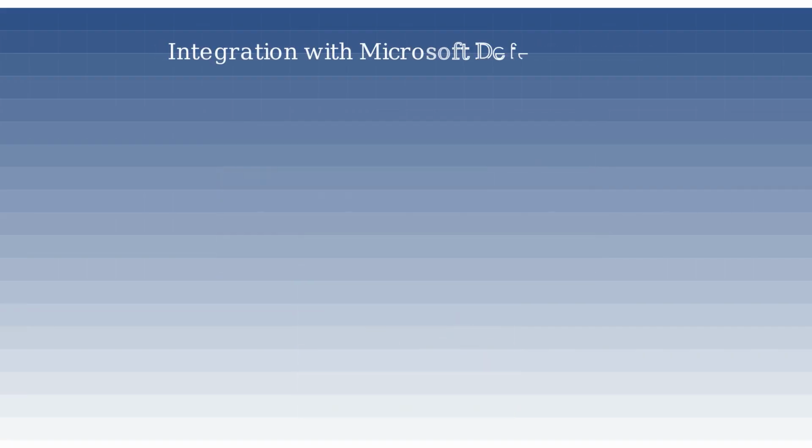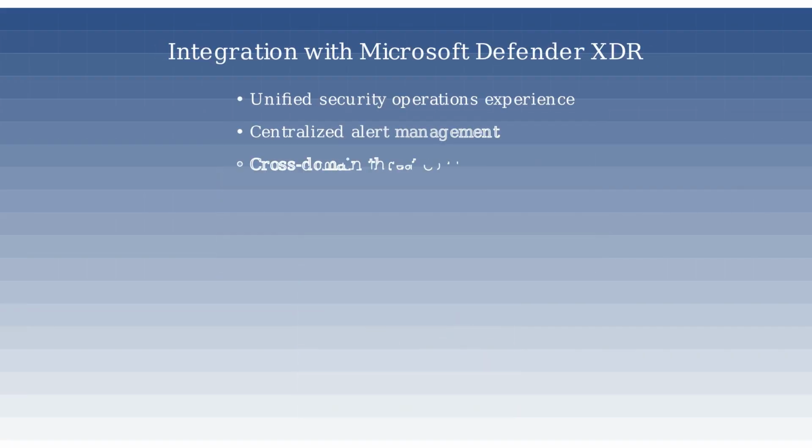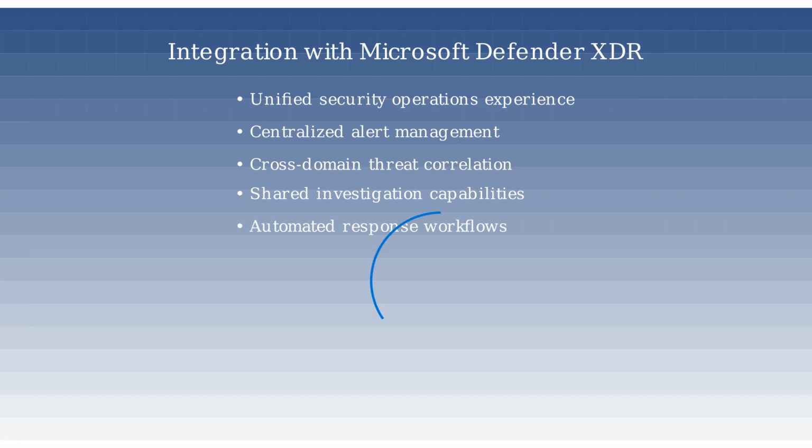Defender for Identity is now fully integrated with Microsoft Defender XDR, providing a unified security operations experience. This integration enables centralized alert management, cross-domain threat correlation, shared investigation capabilities, and automated response workflows. Security teams can now manage identity-based threats alongside endpoint, email, and cloud application security from a single console.